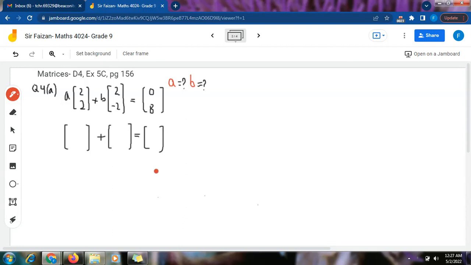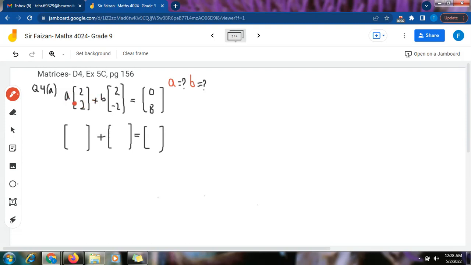are A and B. And the question is, we have A, then we have a matrix with elements 2, 2, plus B, then again we have a matrix with 2 and minus 2 as the elements of the second matrix, and then we have an equals to sign, and on the other side of the equation we have another matrix whose elements are 0 and 8. We have to find the value of A and B, so we have to simplify these two matrices since they are being added. So first we have to simplify them and then we will add them.